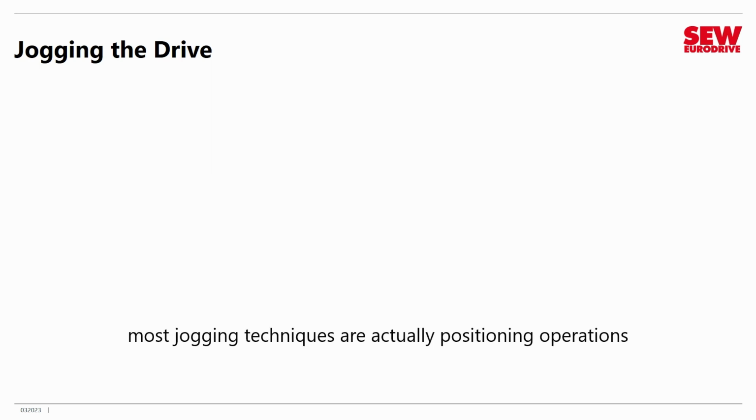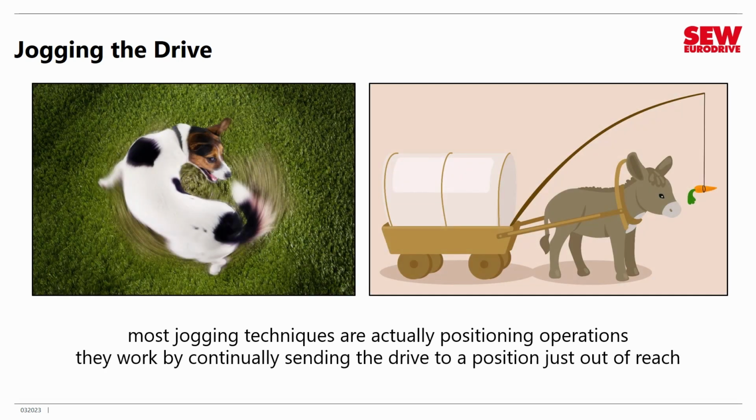We're going to do these by having you create a variety of programs, but do be aware these techniques can be used as just simple speed control as well. Now, almost all jogging techniques basically come down to modified positioning operations. What do I mean by that? Well, think of it this way. They work by continually sending the drive to a position just out of reach, and I've used two very familiar examples to help you associate this.